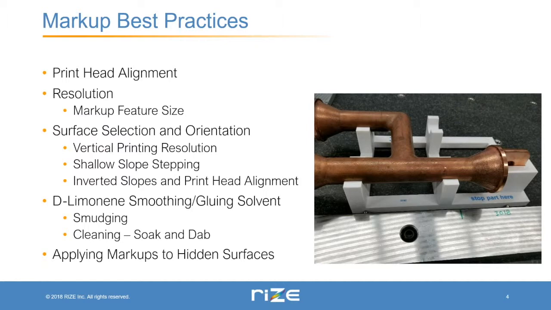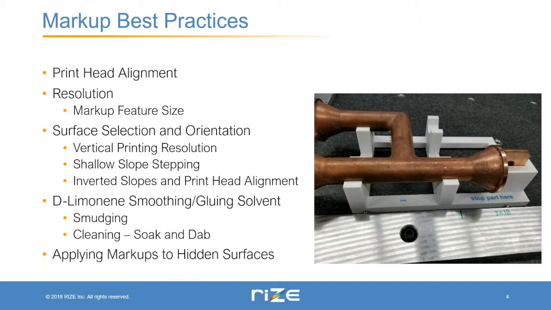Another thing to pay attention to is that on inverted slopes, the print head alignment becomes especially important because you're sort of jetting over the edge of a cliff and need to get it right on that edge. So what I mean by inverted slopes would be a slope that is overhanging, such that when you print at the edge to apply a markup to the surface, there is very little material directly underneath the print head. So if the alignment is off, you can wind up with ink being jetted off of the edge of that overhang and onto the part below.